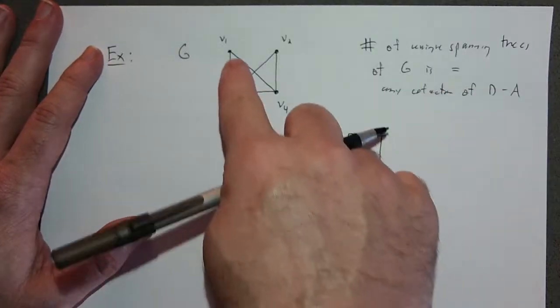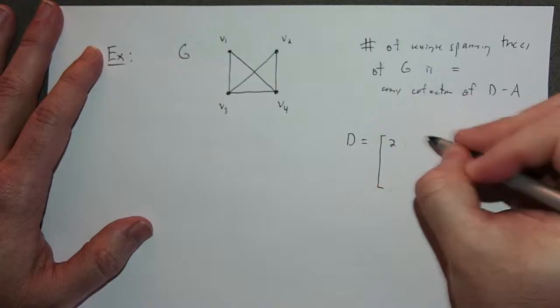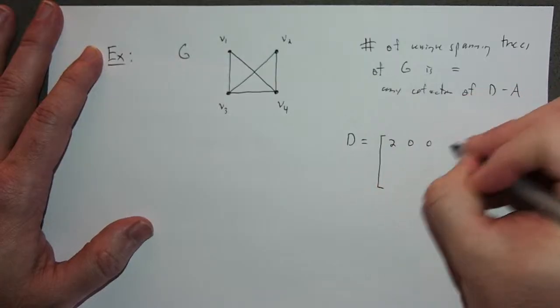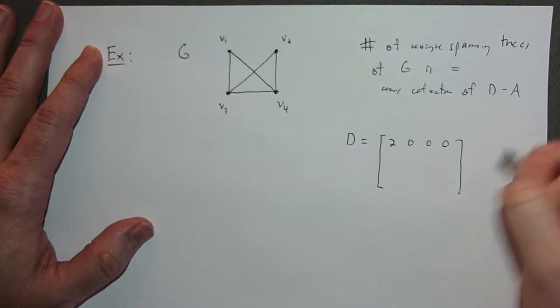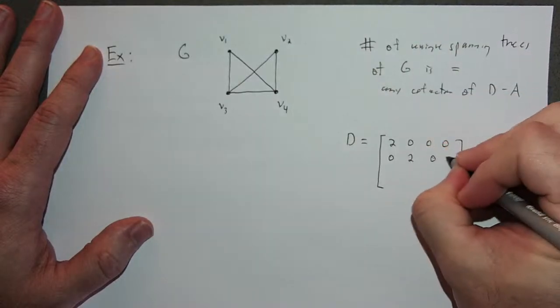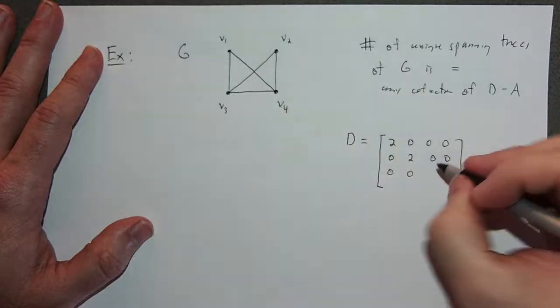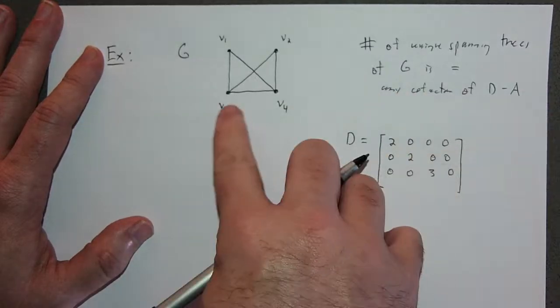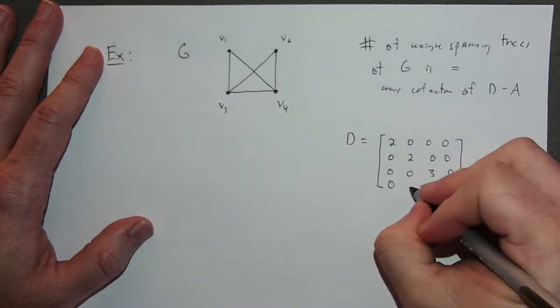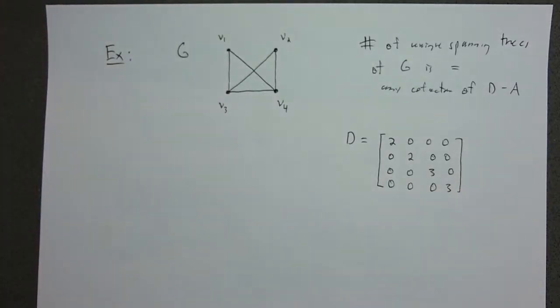What is the degree of V1 here? 2. What is the degree of V2? Also 2. What is the degree of V3? 3. What is the degree of V4? Also 3. So there's the degree matrix of G.